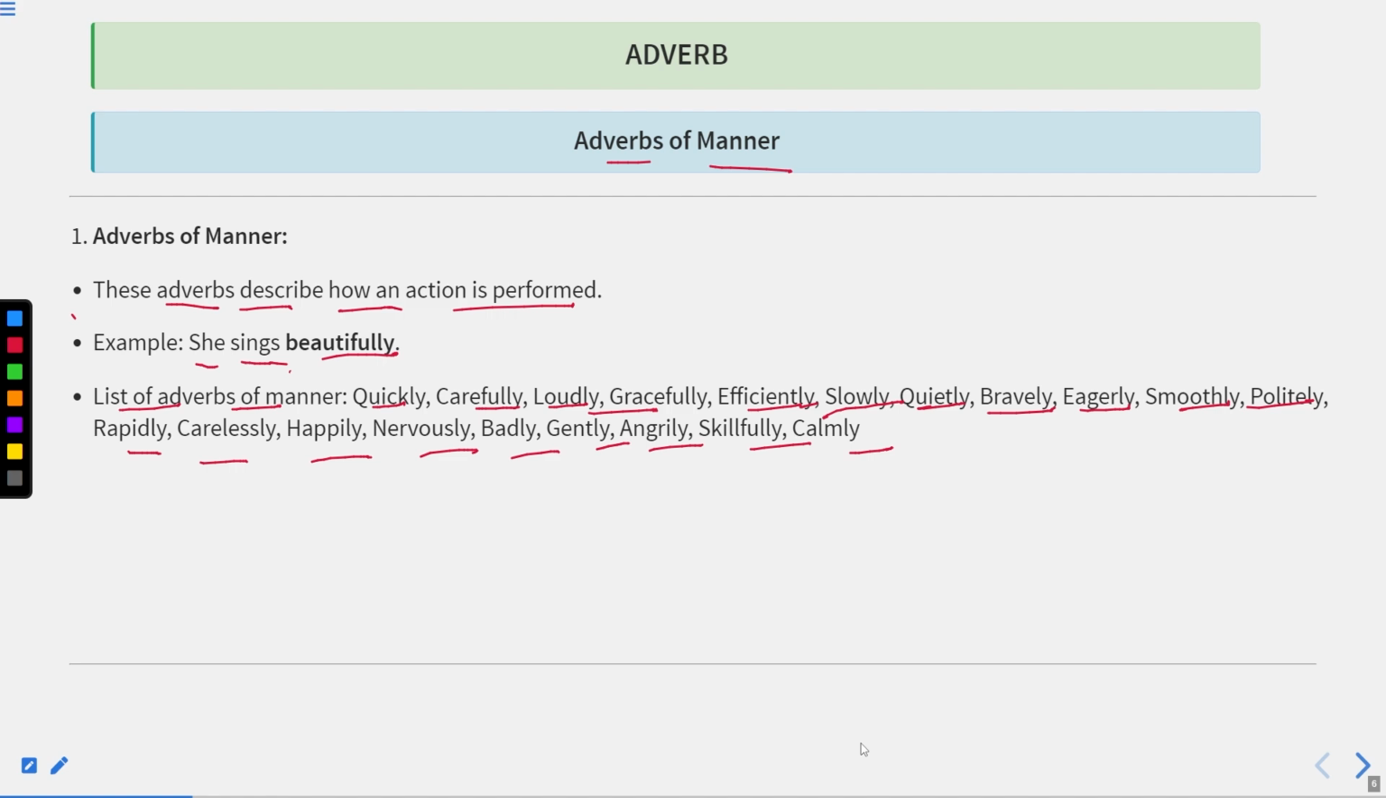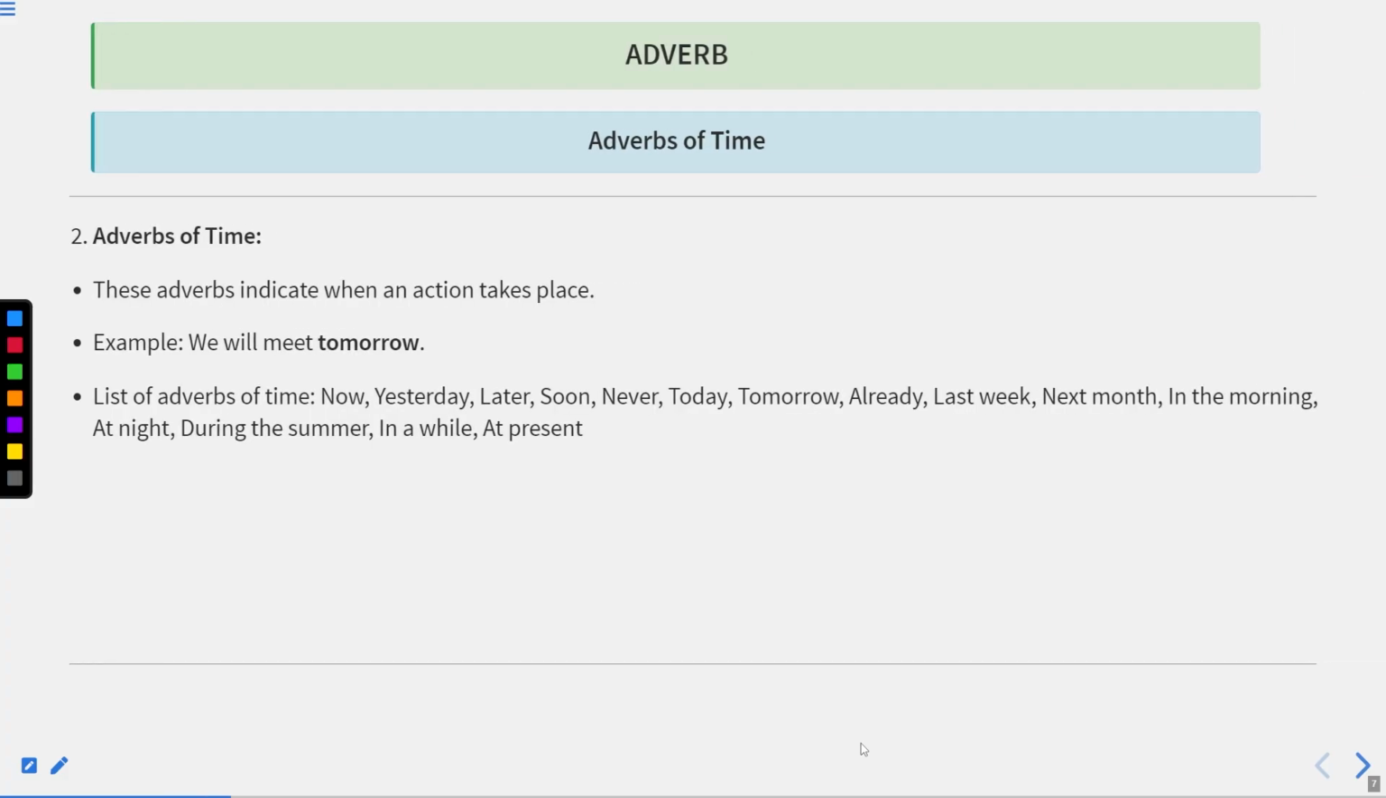Okay. Now let us move to the next one. Here we have some examples of adverbs of time. These adverbs indicate when an action takes place. Example, we will meet tomorrow.